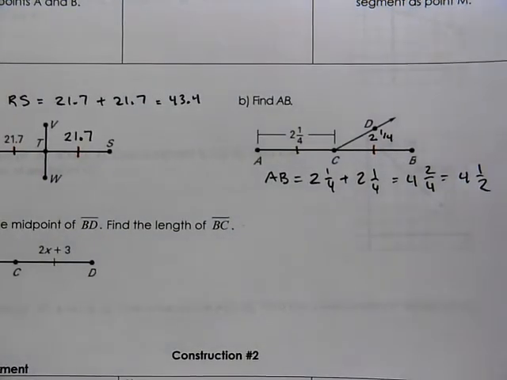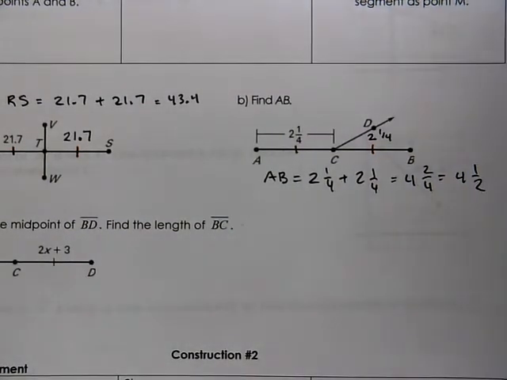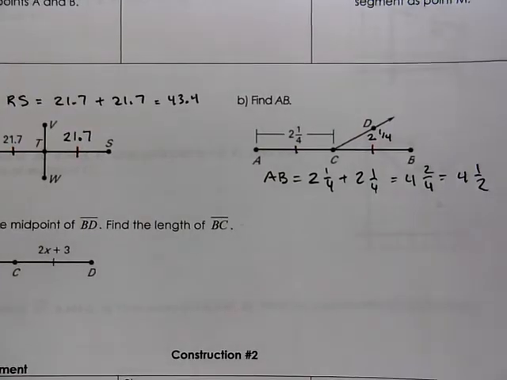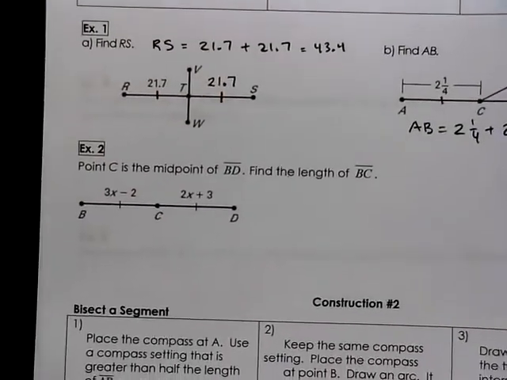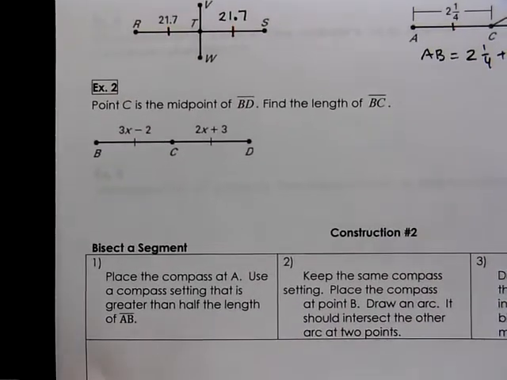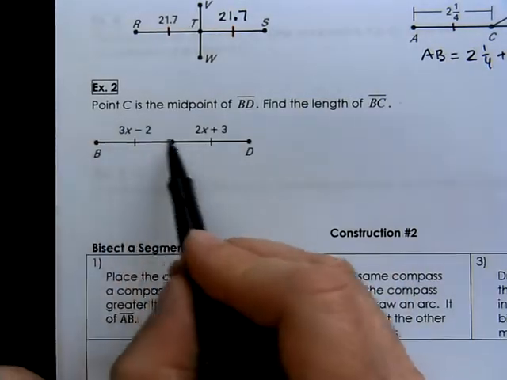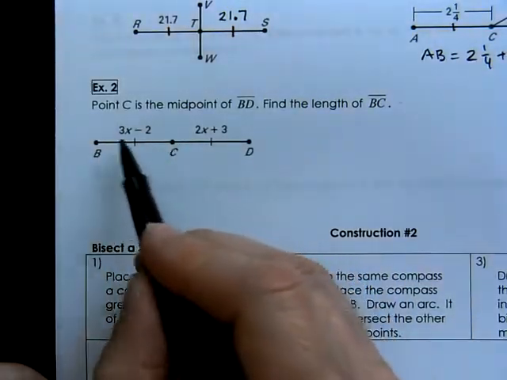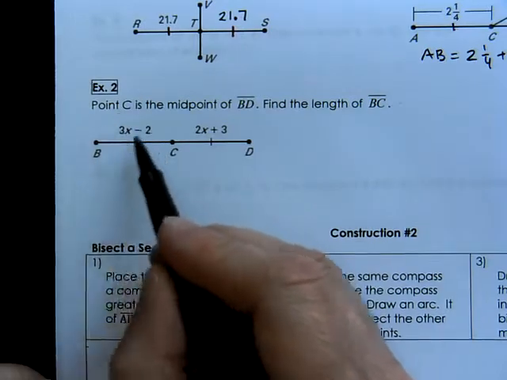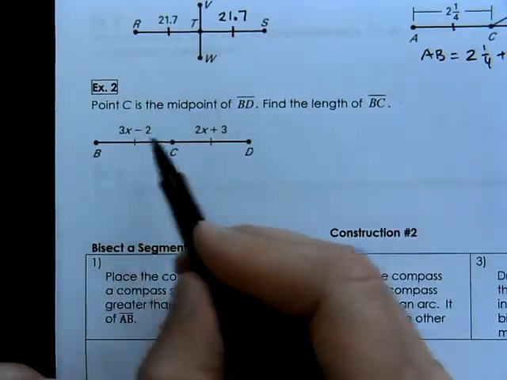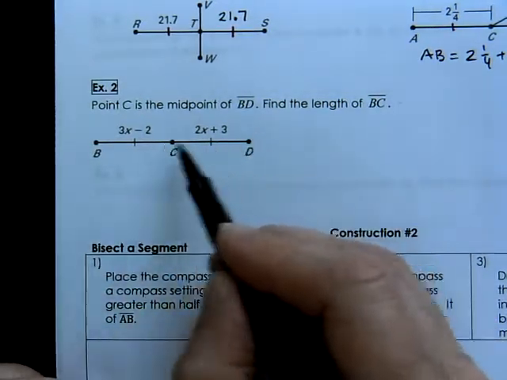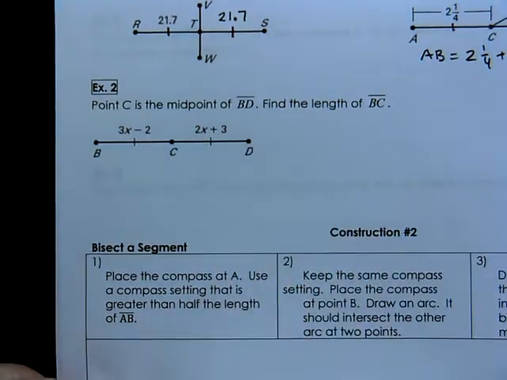Those are basic values. Let's increase the challenge here by taking a look at example 2, because instead of numbers to work with, now we have expressions. The length from B to C is 3x minus 2. That's not just a value, that's an expression. The length from C to D is represented by 2x plus 3. Let's see how we would work this out.